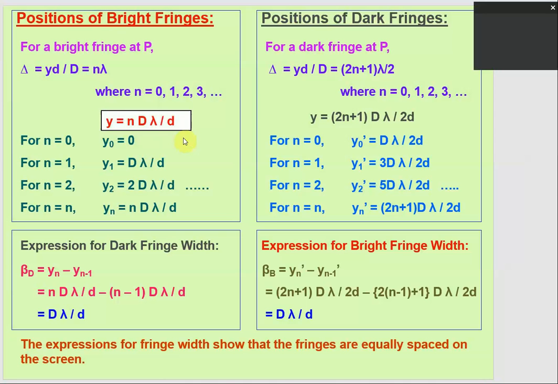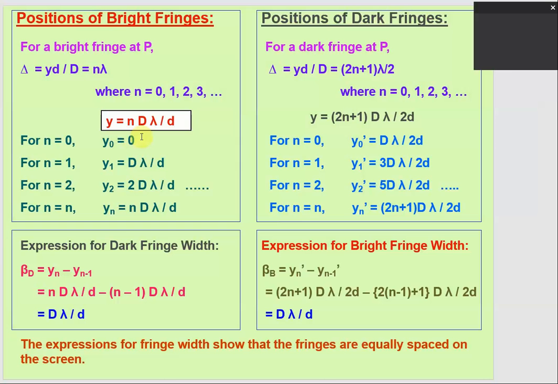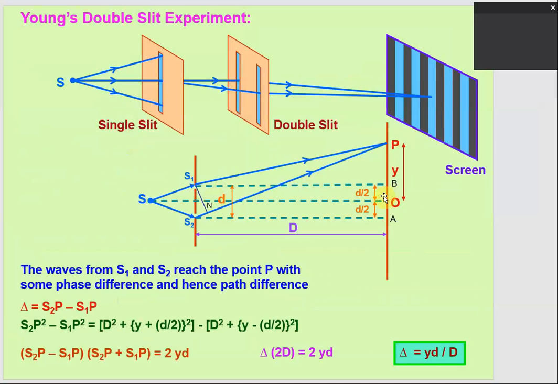Now we can find out the position of the first bright fringe, second bright fringe, third bright fringe by substituting the value of n. The value of n begins from 0. By substituting n equal to 0, we are getting y to be 0. That means we are finding the position of the central bright fringe. So for n equal to 0, we are getting a bright fringe at y equal to 0, which means at the center of the screen. So at the center of the screen, we are getting a bright fringe. This is what substituting n equal to 0 means.